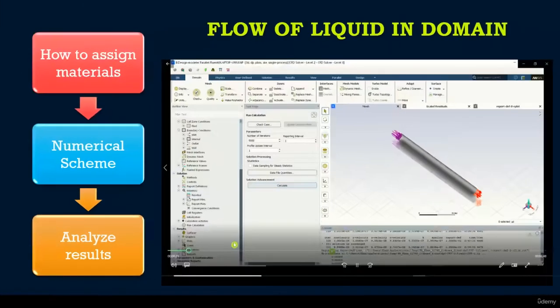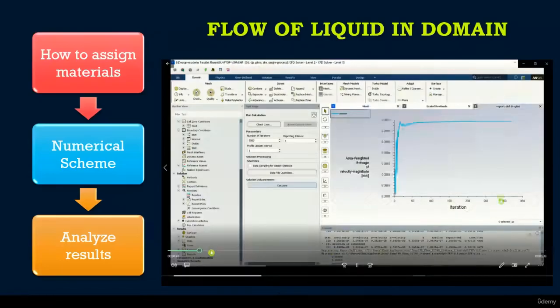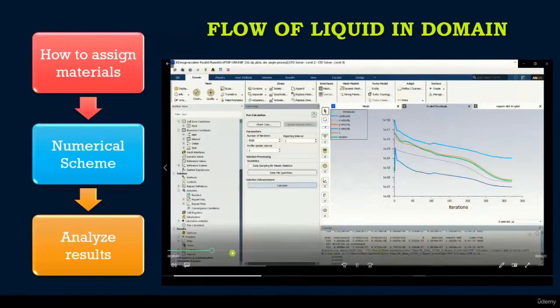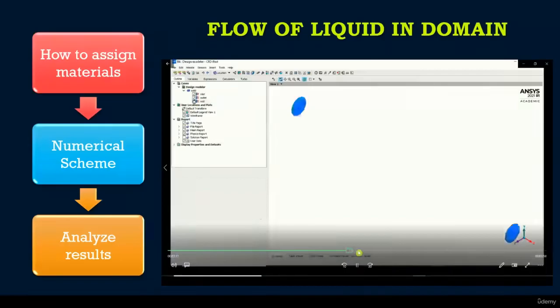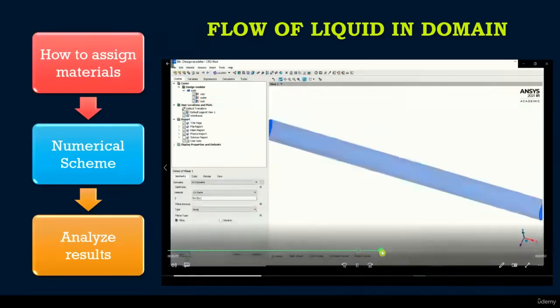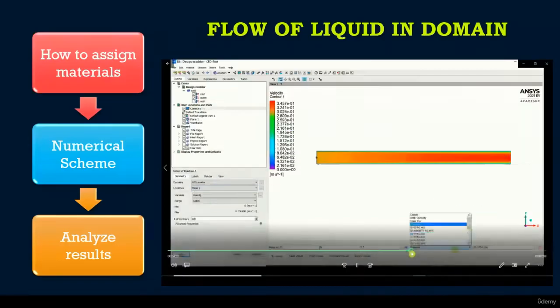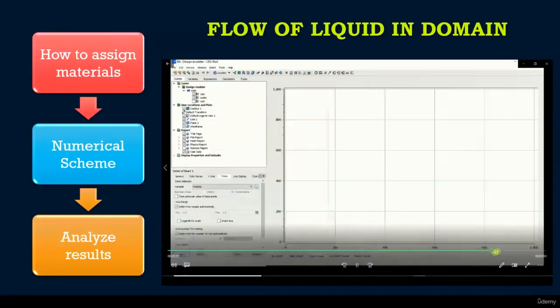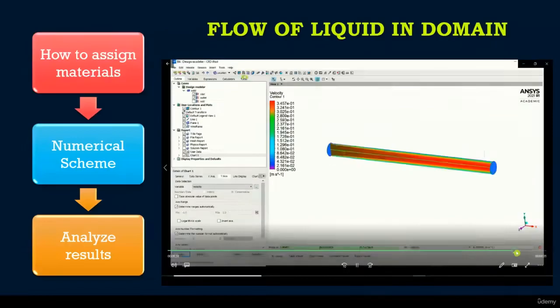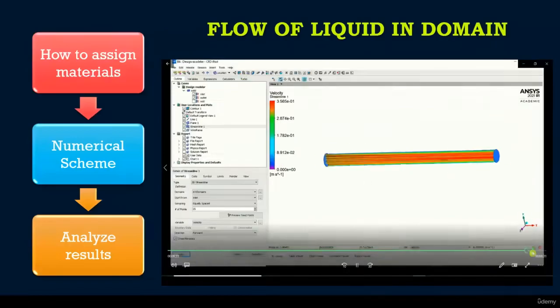The first project begins with the study of fluid flow in a domain. By going through this project, one will understand the procedure to assign or change the primary material in the domain for simulation purposes. One will understand the methodology required to set up the numerical scheme for solving these cases. And finally, we will analyze the results using the CFD post and understand the different techniques that are available for evaluating or representing the results.